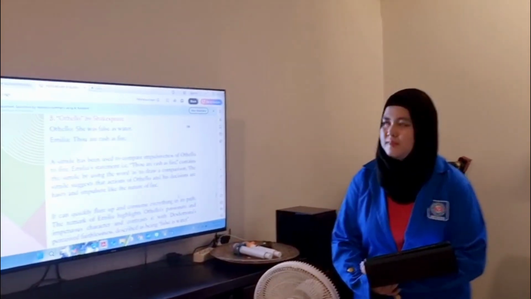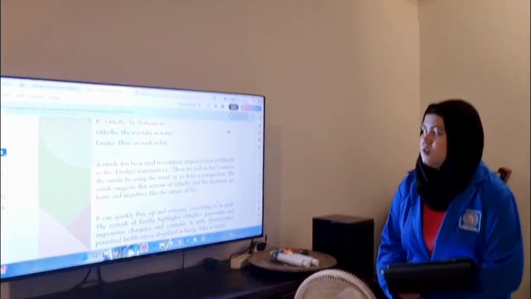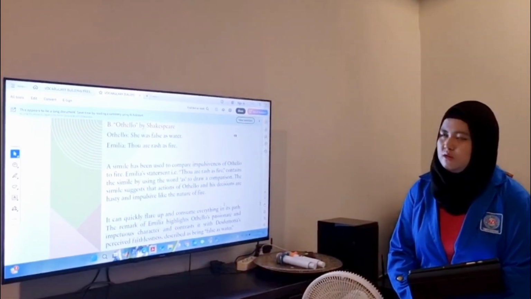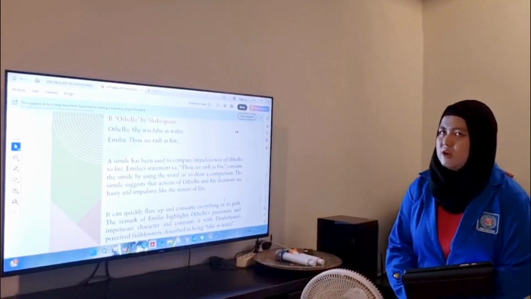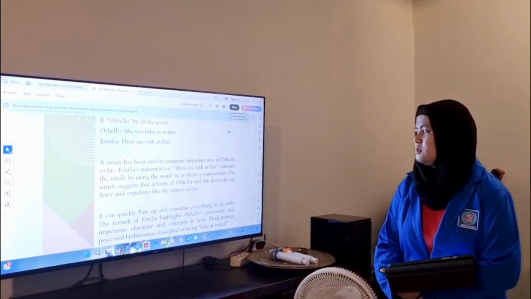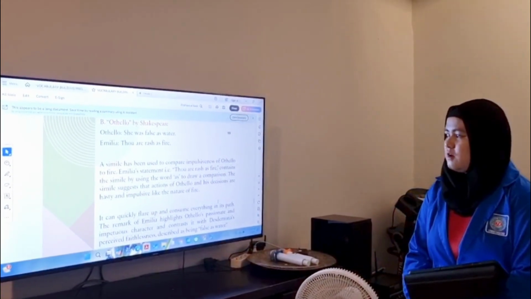The second one is Othello by Shakespeare. Othello: she was false as water. Emilia: thou art rash as fire. A simile has been used to compare impulsiveness of Othello to fire.